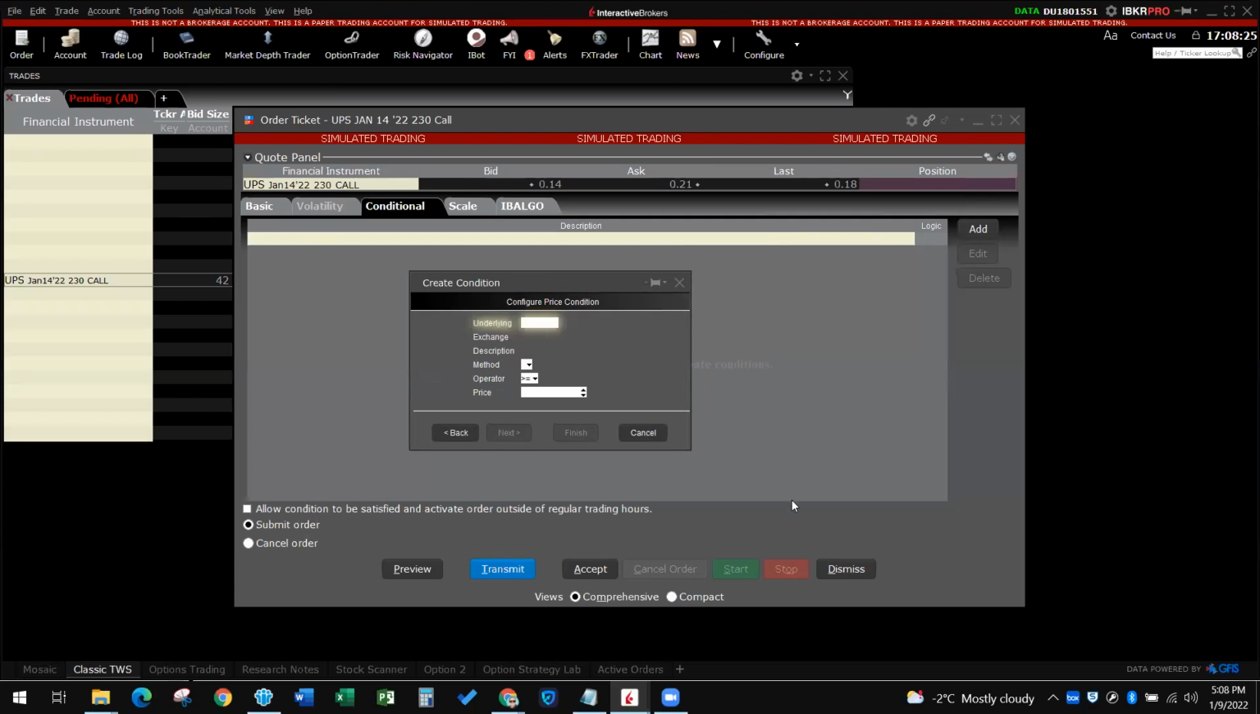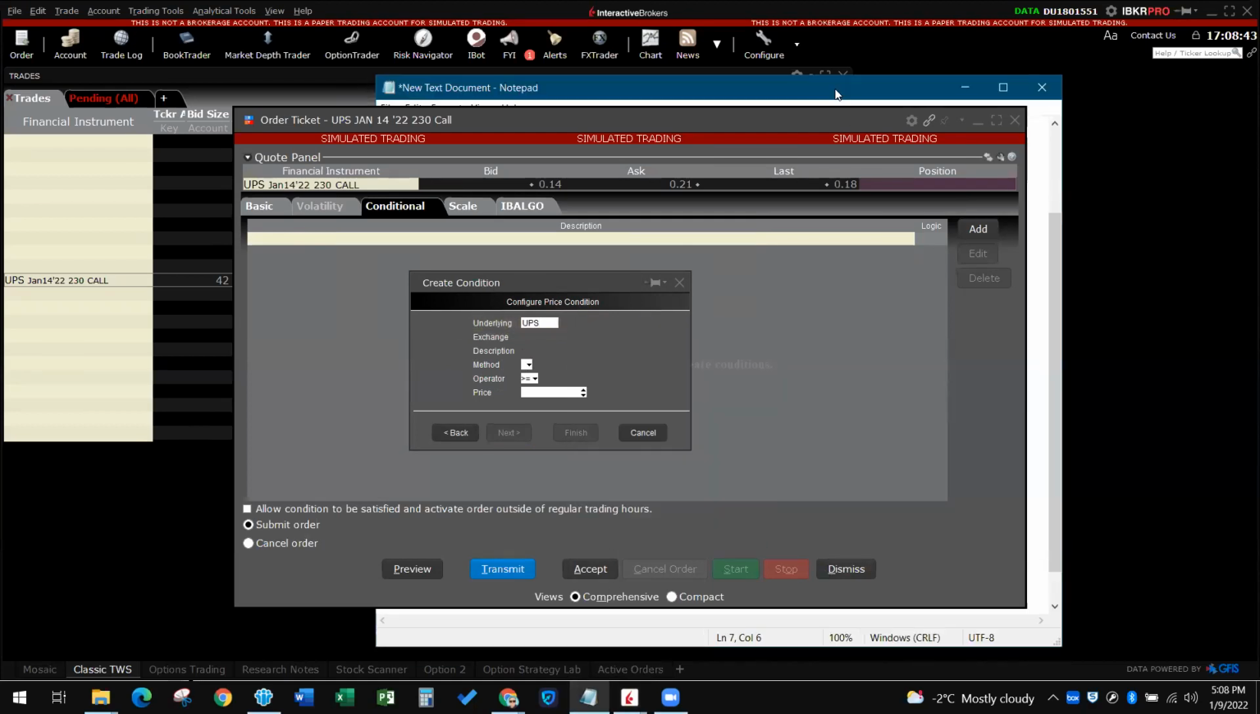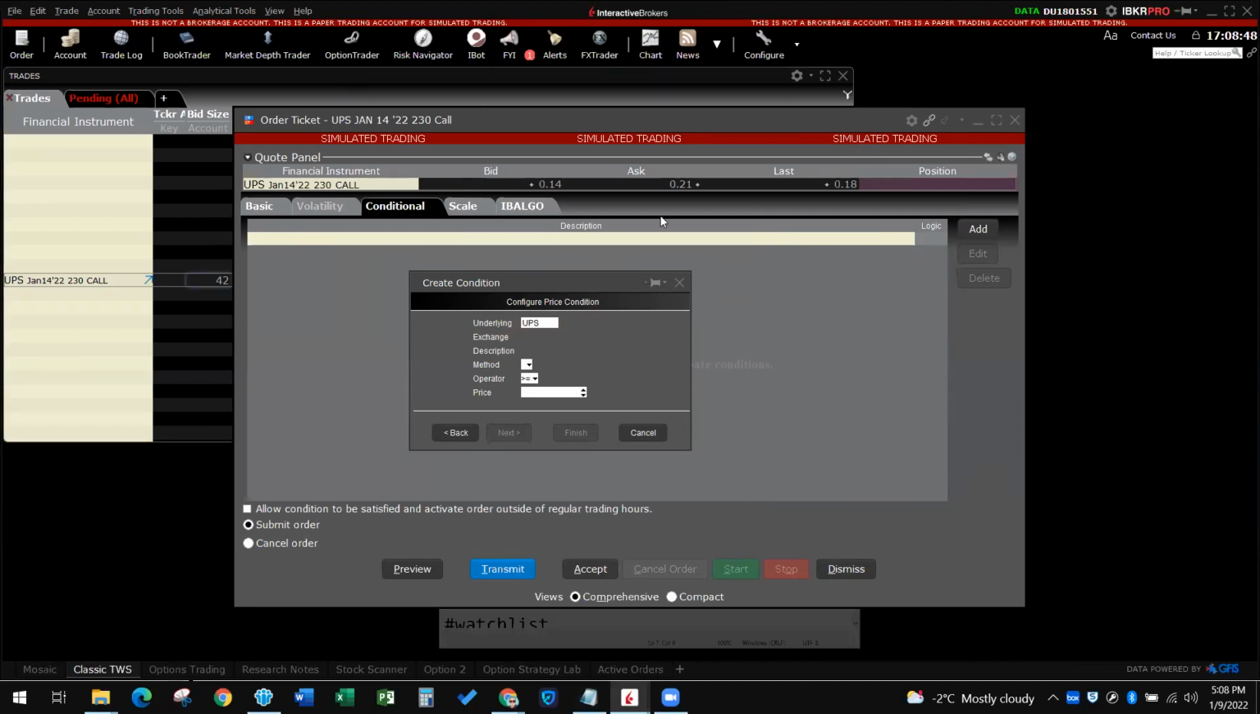Next, I should tell the system how to get triggered. You want to enter the trigger method. I want to say if UPS goes above 220. So it is based on the UPS price. I can enter anything else, but my trade is based on the UPS price. Okay, I'm going to enter UPS.